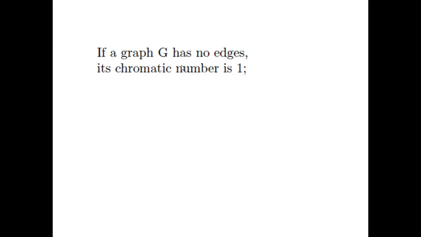Remember this: if a graph has no edges, definitely the chromatic number is 1. That is, chi of G is equal to 1, for no edges.